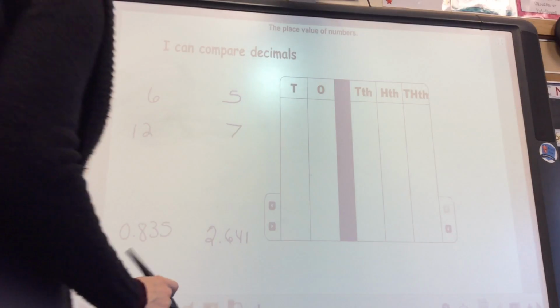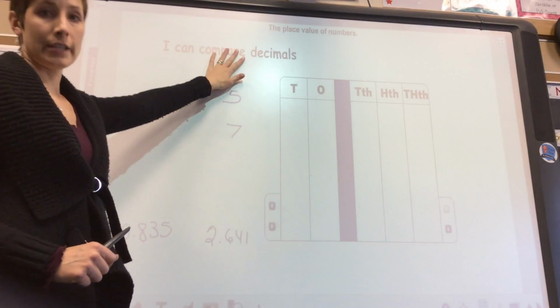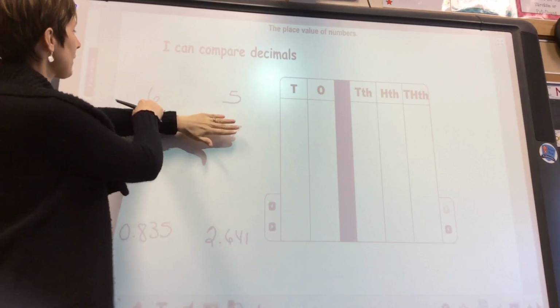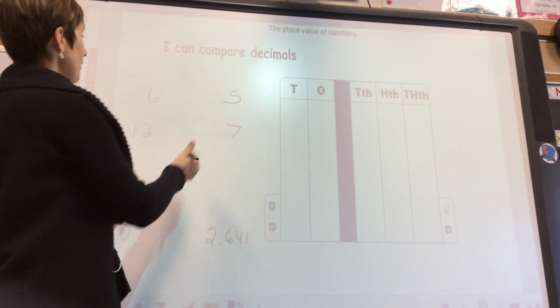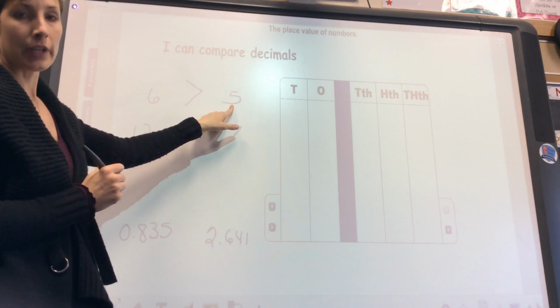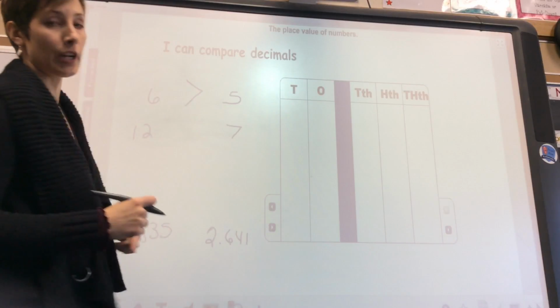Okay, we're going to look at how to compare decimals. Now, if you think back to when you first learned about comparing numbers, if we look at the numbers 6 and 5, we know that 6 is larger than 5. We always point to the small number and remember the alligator eats the larger number.